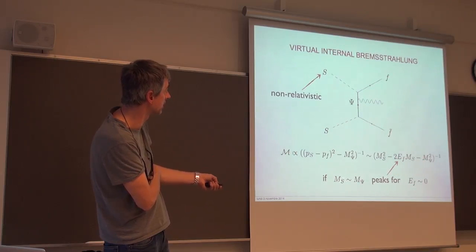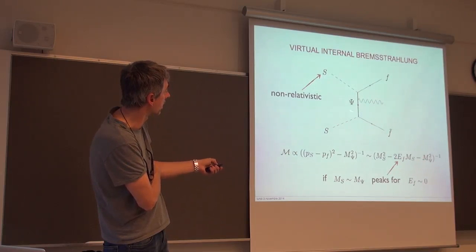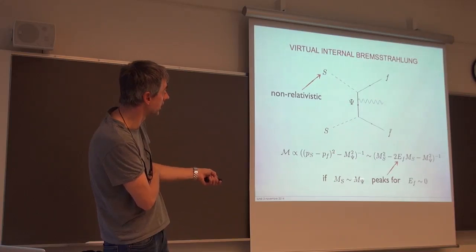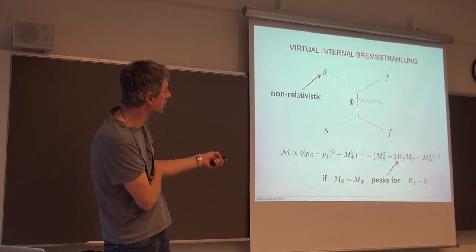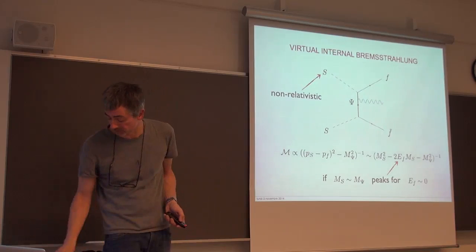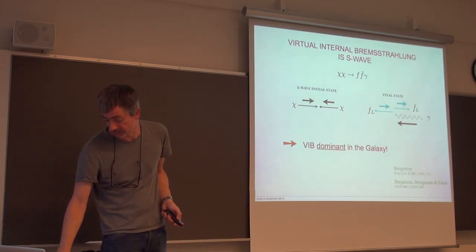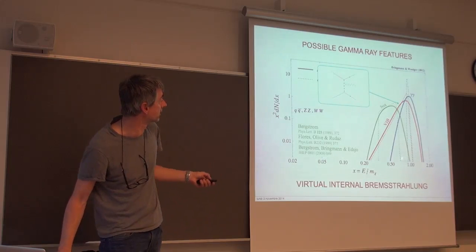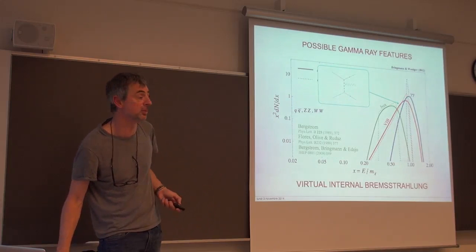That implies that if these two particles are almost degenerate, and I will quantify that, the initial cross-section peaks for zero energy of the fermion. That means, of course, that all the energy, or half of the energy, goes into the photon, and you get something which has this peaked shape.